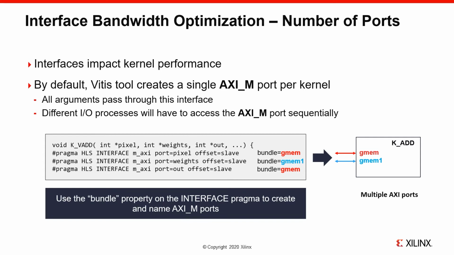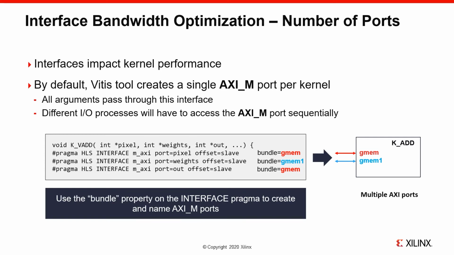In the example here, 2 bundle names can be defined to create 2 distinct ports, gmem and gmem1. The kernel will access pixel and out data through the gmem port, while weights data will be accessed through the gmem1 port. As a result, the kernel will be able to make parallel accesses to pixel and weights, potentially improving the throughput of the kernel.